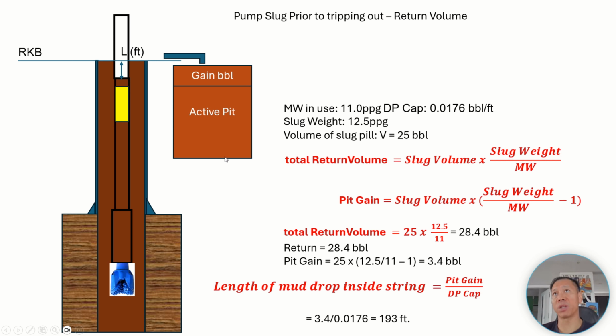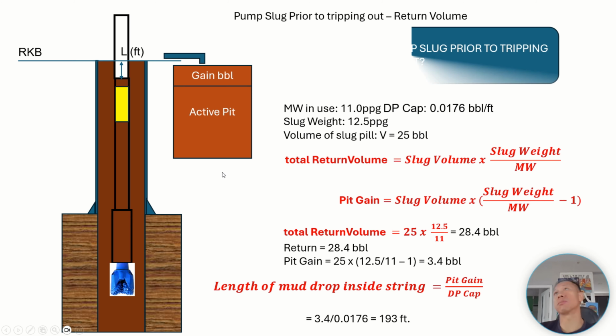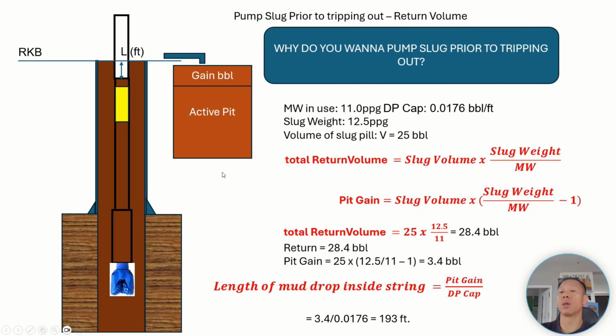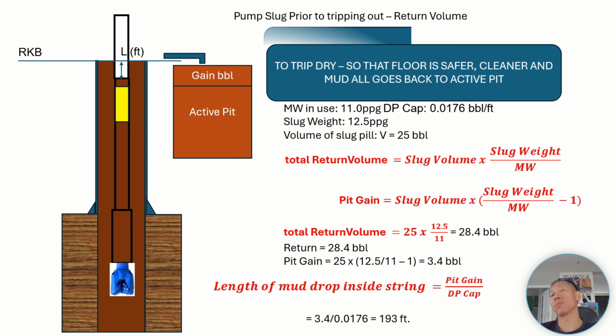So the first question: why do you want to pump slug prior to tripping out of hole? The answer is straightforward. You want all the mud to go back to the active pit so that you have a dry, safe, and clean floor for your floorman to work. Simple, right? And this is how you do it in reality.